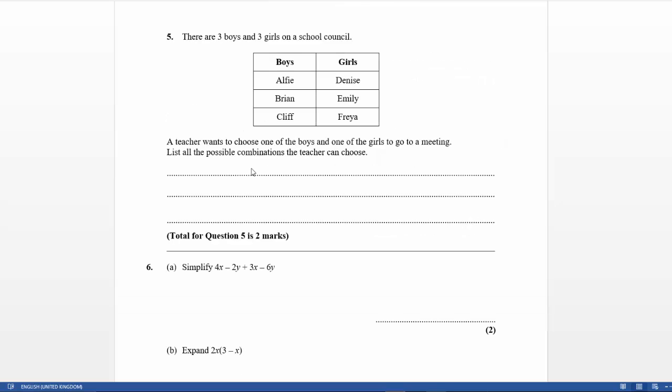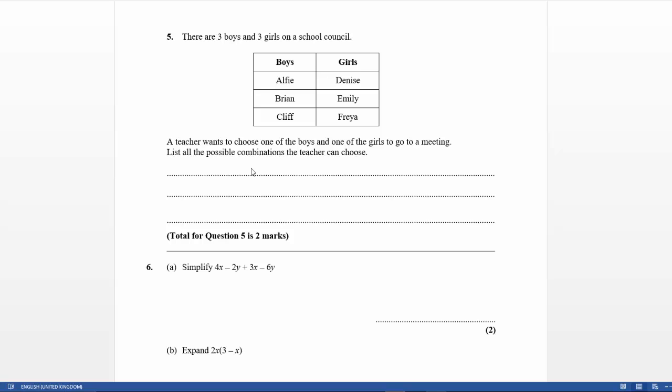Okay, number 5, there are 3 boys and 3 girls on a school council. The boys' names are Alfie, Brian and Cliff. The girls' names are Denise, Emily and Freya. A teacher wants to choose one of the boys and one of the girls to go to a meeting. List all the possible combinations the teacher can choose.